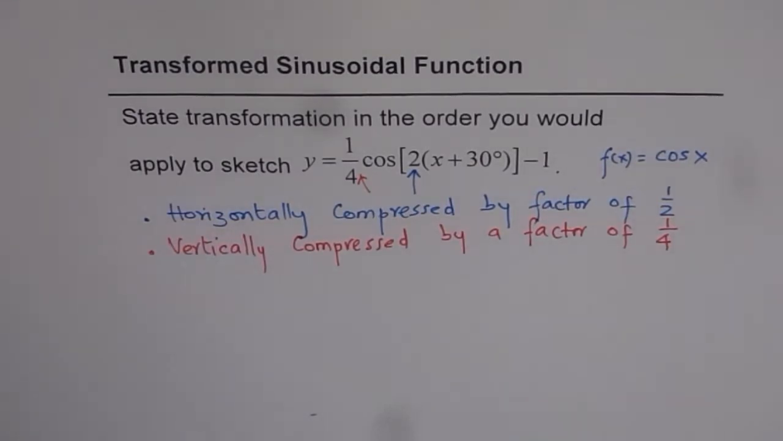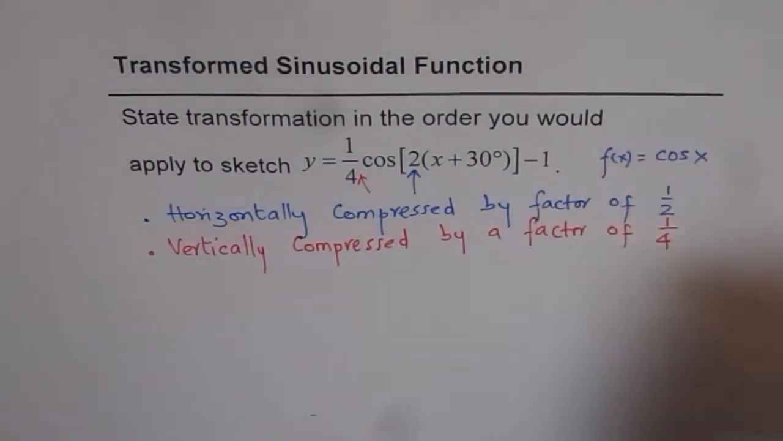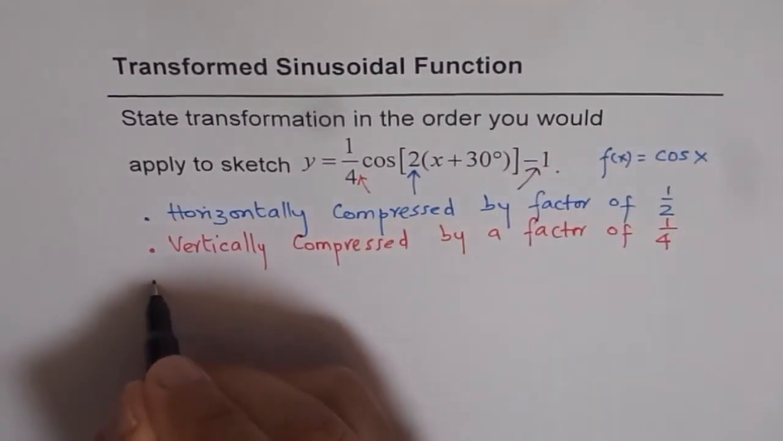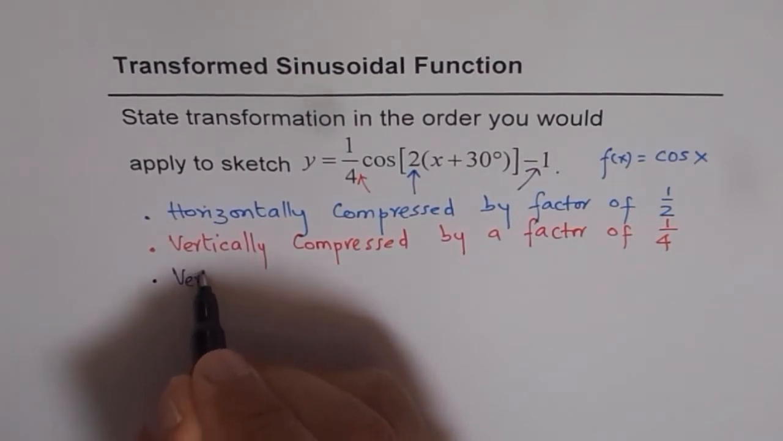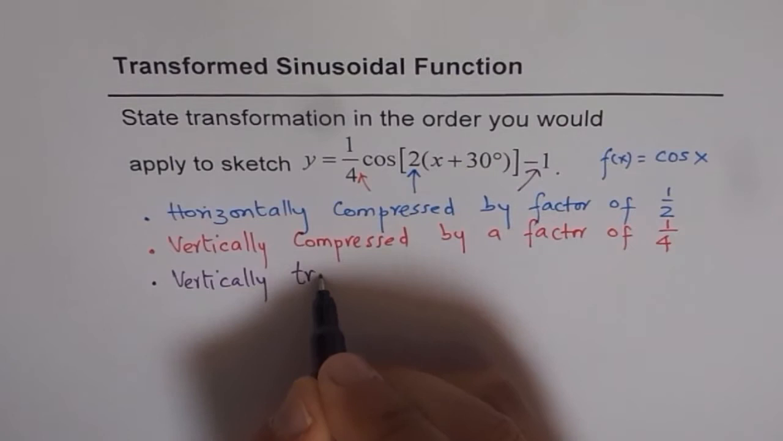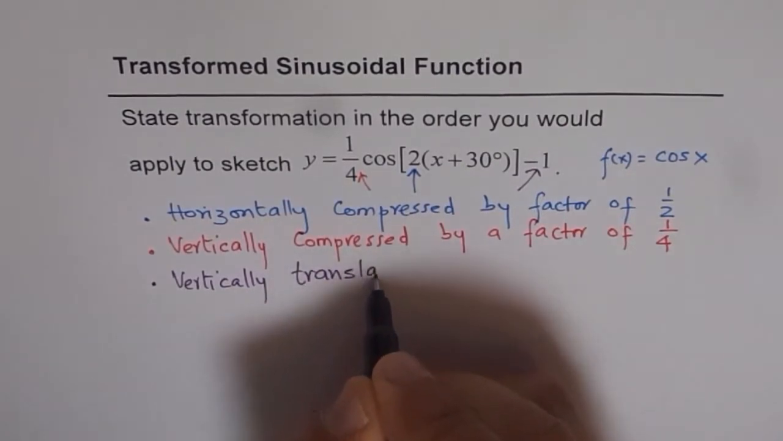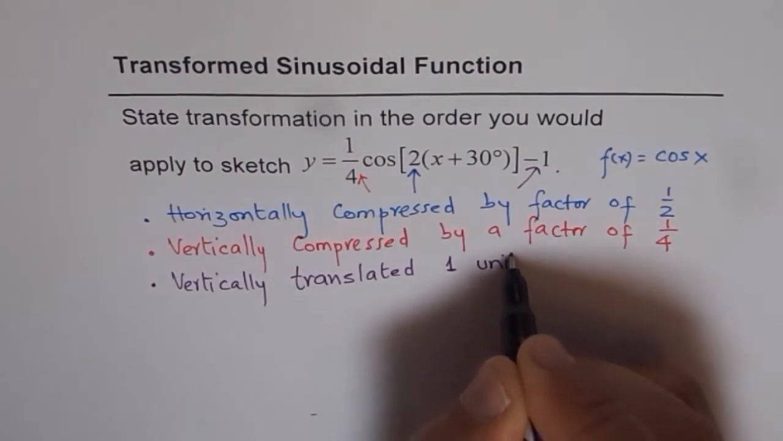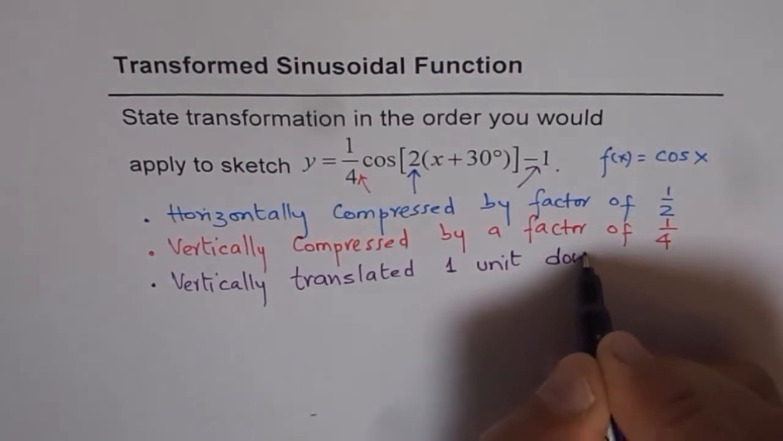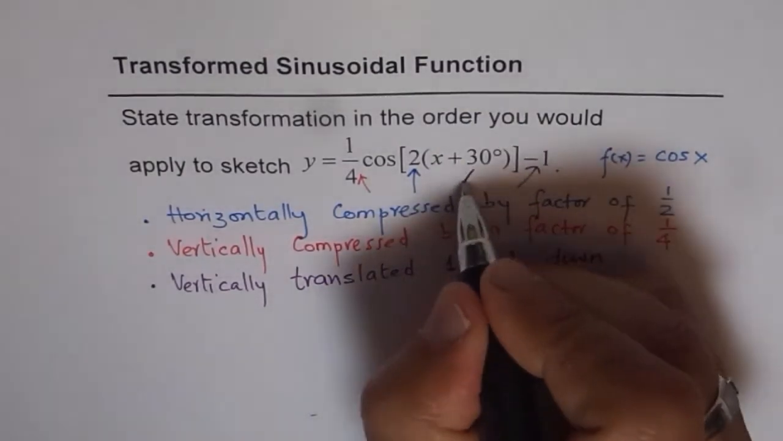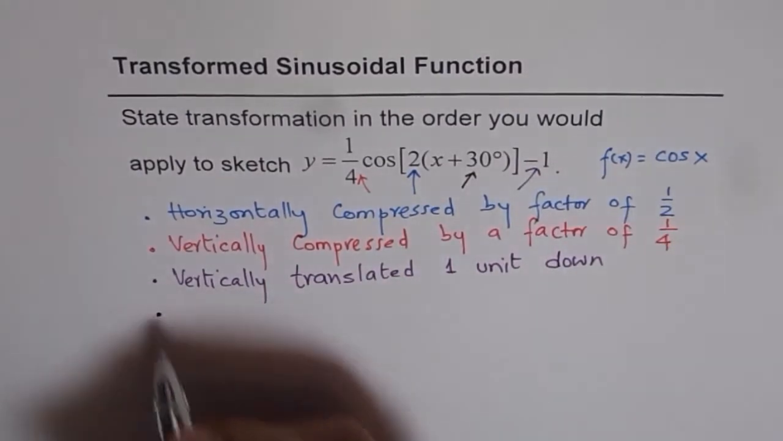Now let's look into the translations. Here we have the vertical translation, right? So we say vertically translated 1 unit down because of the minus sign. And lastly, we can write down the phase shift, right, which is 30 degrees.